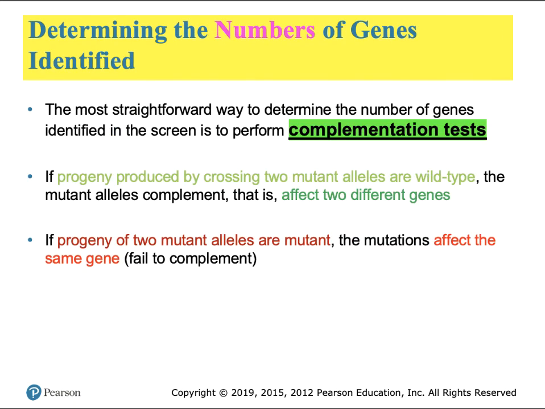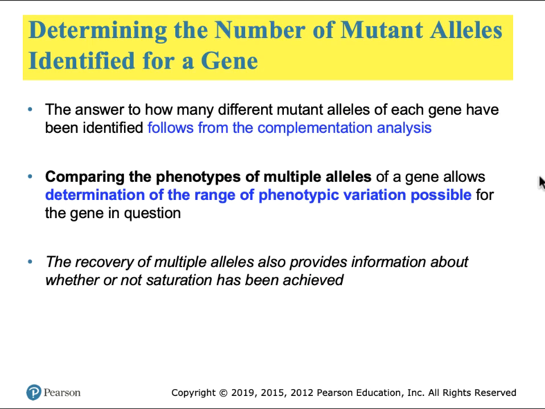With respect to the second question, how many different genes are controlling that particular character, we can do complementation testing. In complementation testing, if two individuals that carry the mutations are interbred and their offspring are wild type, then we can say complementation has taken place and that the two mutant alleles must be in different genes. If, however, the breeding experiment results in mutant offspring, then the mutations must be affecting the same gene, and thus there was no complementation.